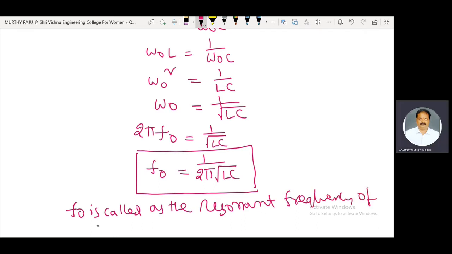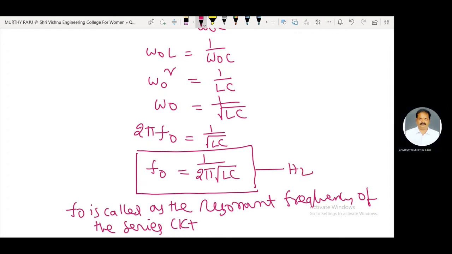Resonant frequency of the series circuit. The unit of that frequency is Hz. The resonance frequency is measured in Hz. Series resonance means the applied voltage and current are in phase with each other.